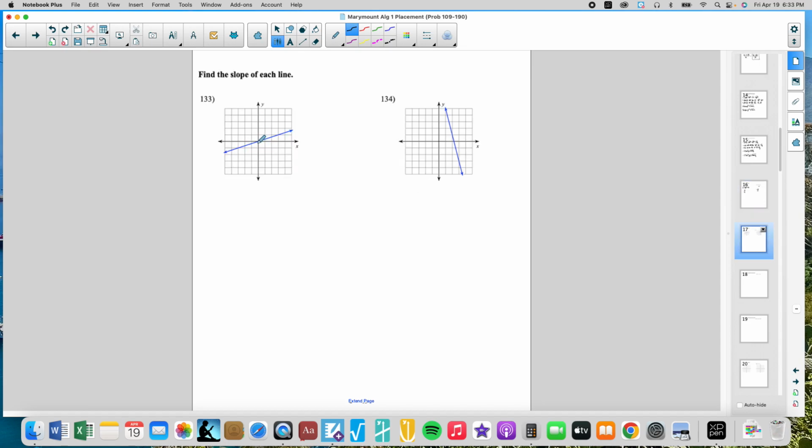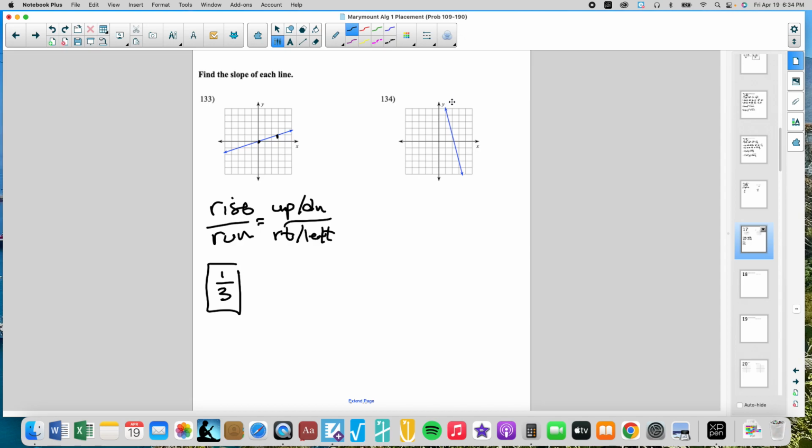Find the slope. We're going to find 2 points where they intersect on a grid line. Slope is rise over run, meaning our up, down over our right, left. So how much do we go up? We go up 1, and then we go right 3. So it has a slope of 1/3.